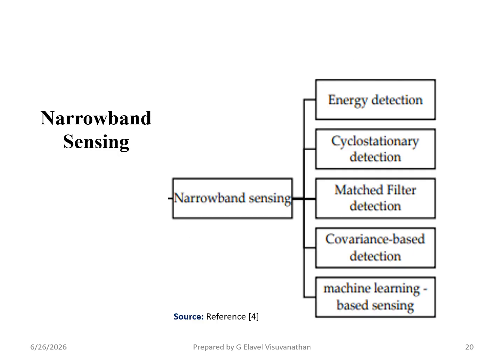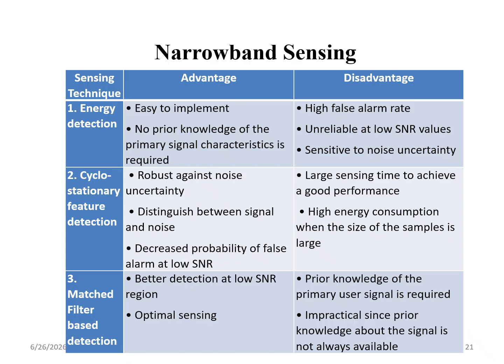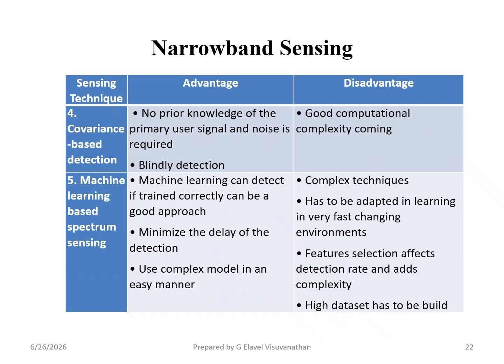Next, narrowband sensing. Here we have energy detection, cyclostationary detection, matched filter, covariance based detection, and machine learning based detection. Fourth sensing technique, covariance based detection: no prior knowledge of the primary user signal and noise is required. It is blind detection. Disadvantage: computational complexity.